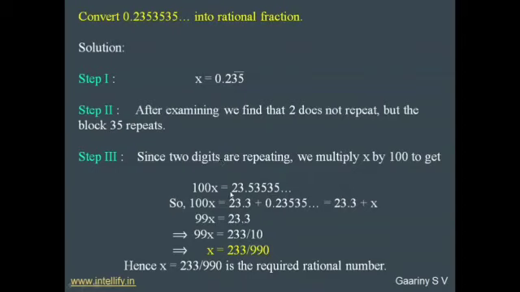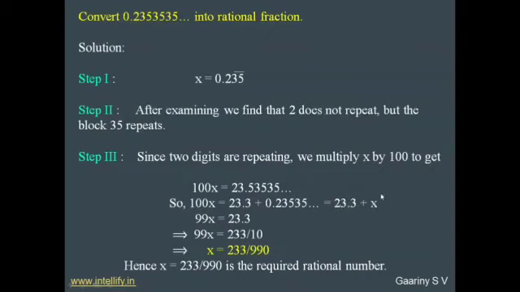Okay, now 100x is equal to, we are multiplying equation number 1 by 100. So 100x will give you 23.53535 etc. So when you simplify this, you get 100x equal to 23.3 plus 0.23535 etc. This value is same as x. So you are writing the value here 23.3 plus x. So you are getting 100x is equal to 23.3 plus x.